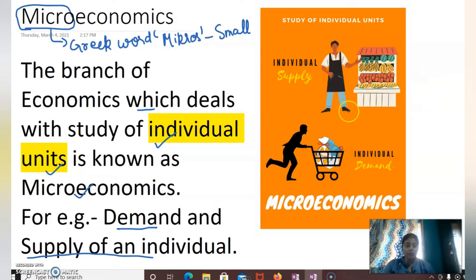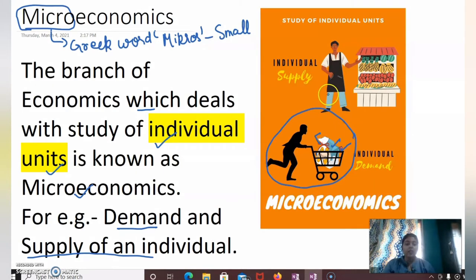For example, in this poster, this man has demand for this bread, for this milk, and then he has taken toothpaste. So we are studying the demand of this individual alone here. And the supplier also we are considering as a single firm or an individual firm. That's why individual supply and individual demand are what we study under microeconomics.